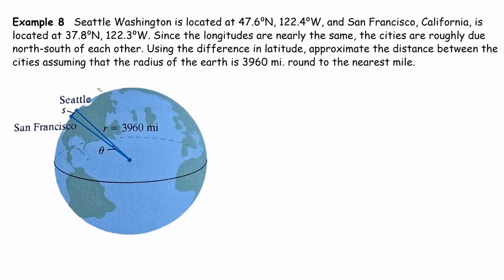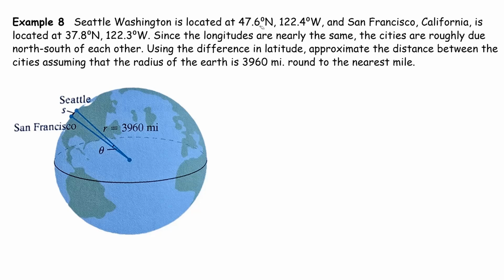So let's look at an example. Seattle, Washington is located at 47.6 degrees north, 122.4 degrees west on the globe, and San Francisco, California is located at 37.8 degrees north and 122.3 degrees west. Since they have basically the same longitude, 122.4 and 122.3, all you need to think about is the latitude, because one of them is just due north of the other. So the longitude doesn't really change.